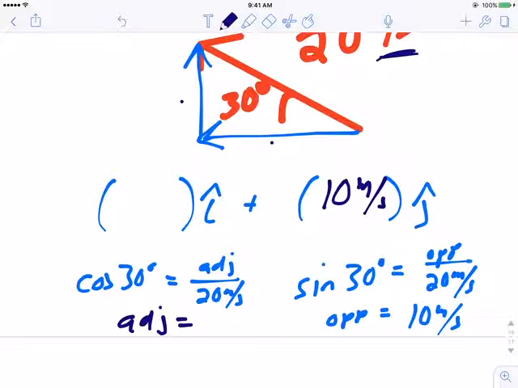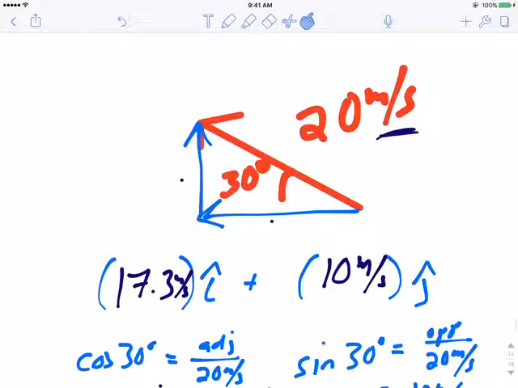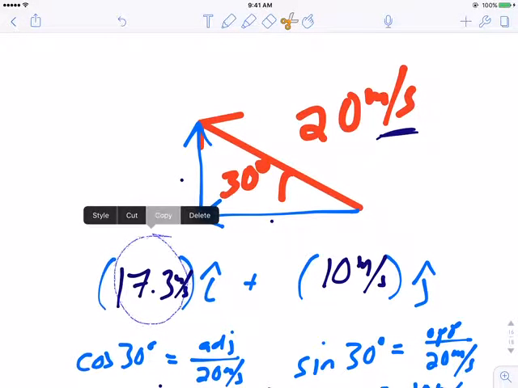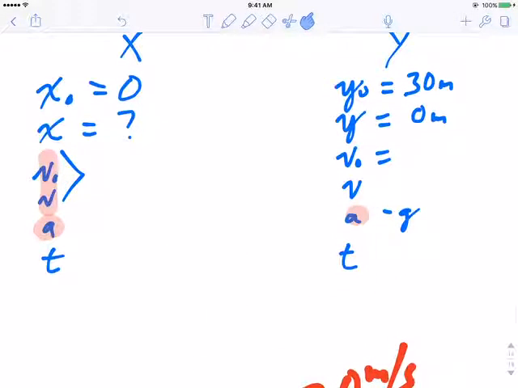The j hat side, sorry for that delay, is 17.3 meters per second. So now that you've broken it into the i hat and j hat components, you can go ahead and move those up to your table.